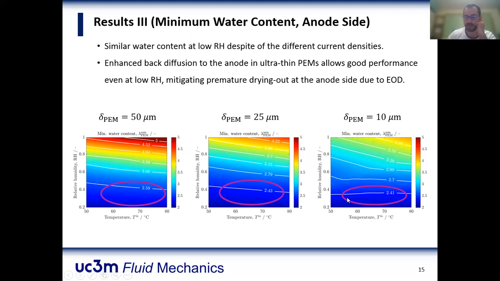So we are able to have an acceptable performance even at low humidification. We have that the amount of water at the anode is comparable to other membranes. So that's good, because we can avoid the premature drying out of the anode side with these ultra thin membranes.